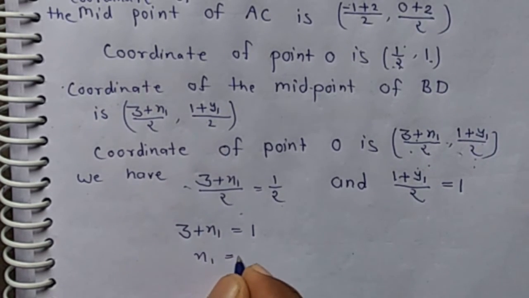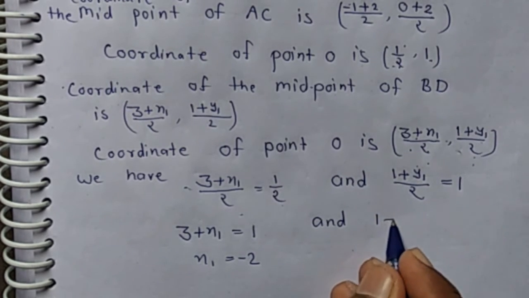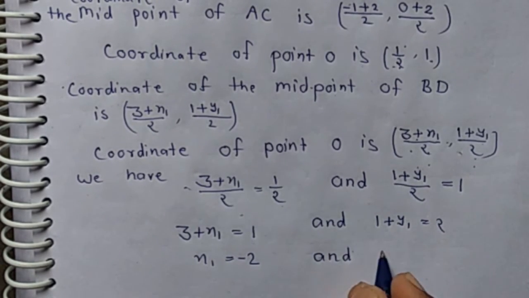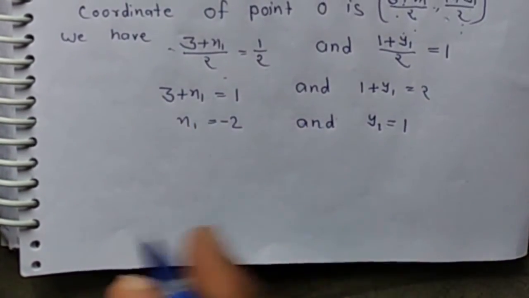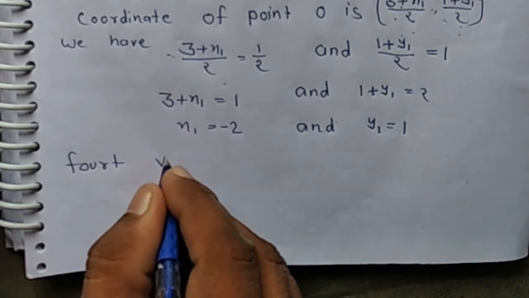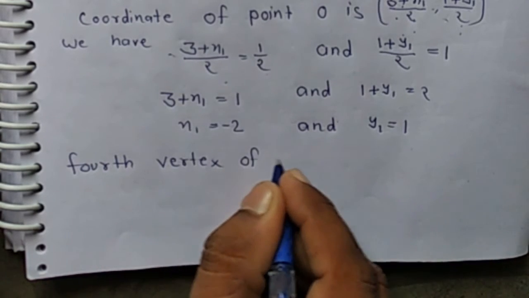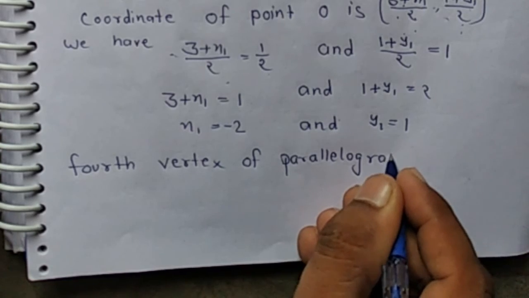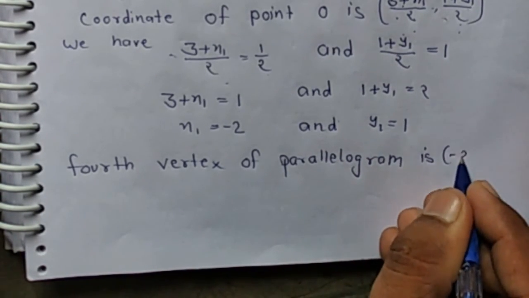Value of x1 is minus 2, and 1 plus y1 equal to 2, value of y1 is 1. It means fourth vertex is minus 2 comma 1.